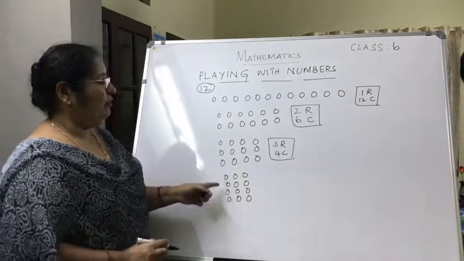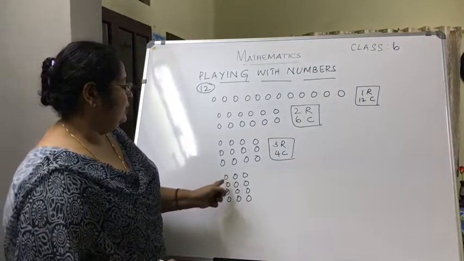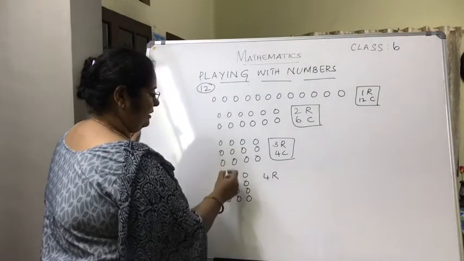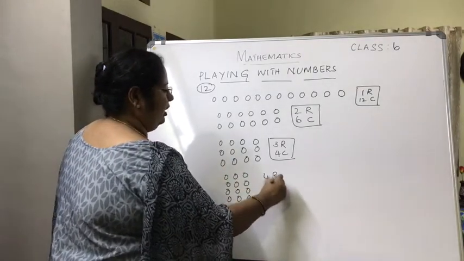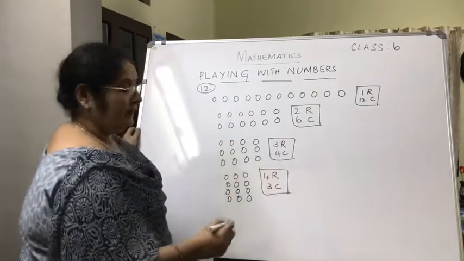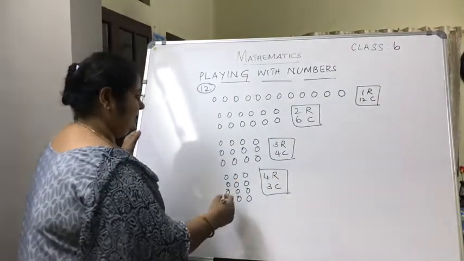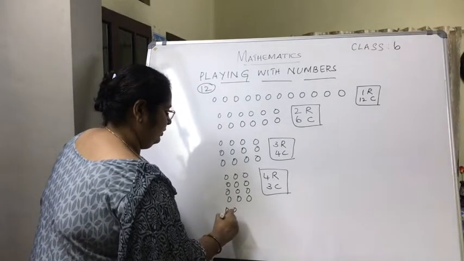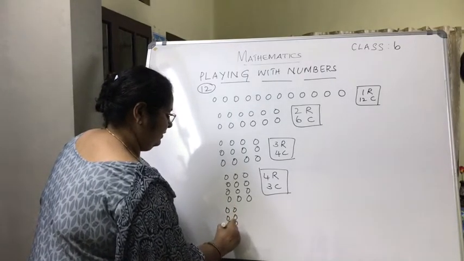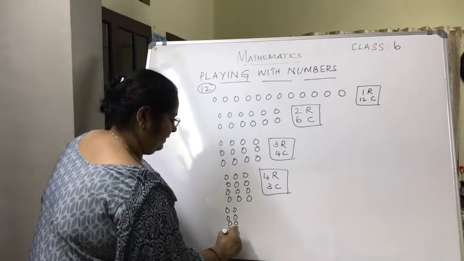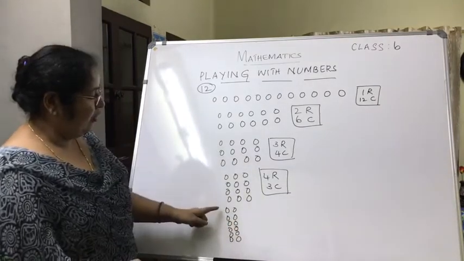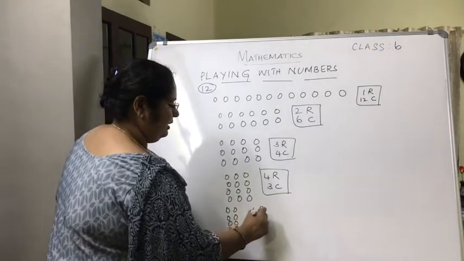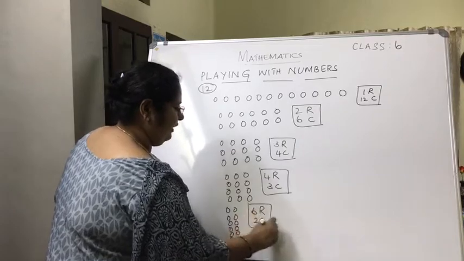Okay, see here. How many rows? 1, 2, 3, 4 rows. 4 rows, and how many columns? 1, 2, 3. 3 columns. This is another way. Now another one is, say, 1, 2, 3, 4. Now see here, this is how many rows? 1, 2, 3, 4, 5, 6 rows, 2 columns. This is yet another way.